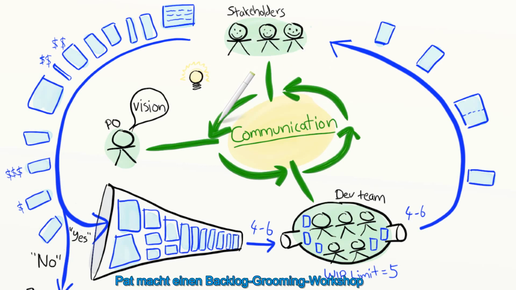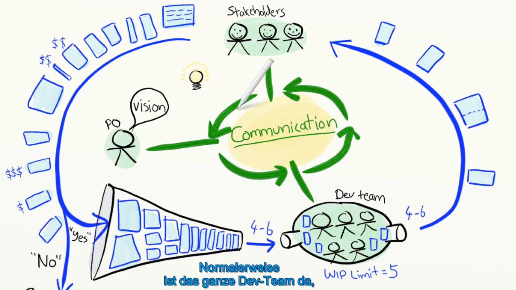Pat runs a backlog grooming workshop every Wednesday from 11 to 12. One hour per week. The whole team is usually there, and sometimes a few stakeholders as well. The agenda varies a bit, but sometimes it focuses on estimation, sometimes on splitting stories, and sometimes on writing acceptance criteria for a story, etc.